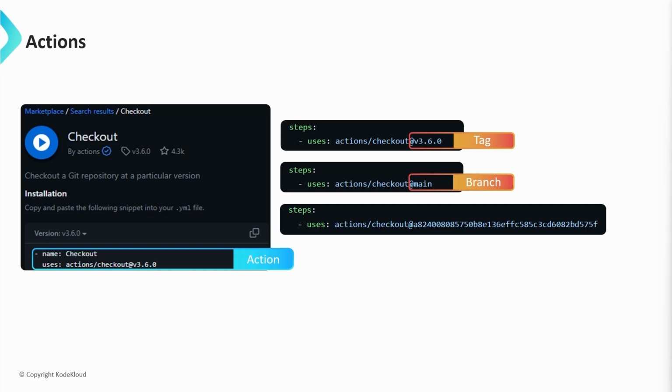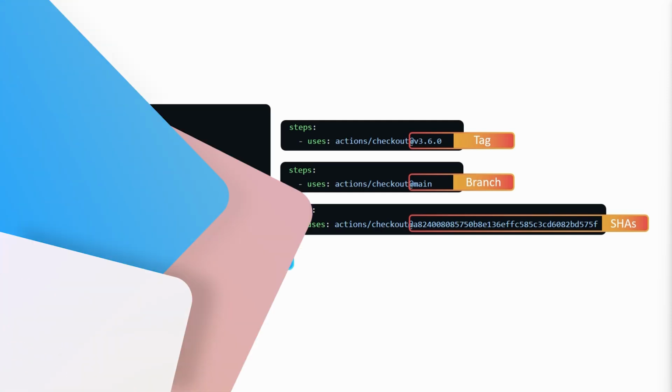And finally, for more dependable versions, we can make use of the SHA value, which is associated with the action version. This is recommended. SHAs are immutable, making them a more reliable choice compared to tags or branches.